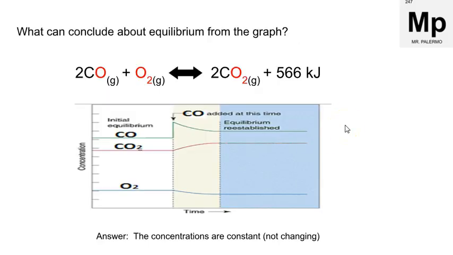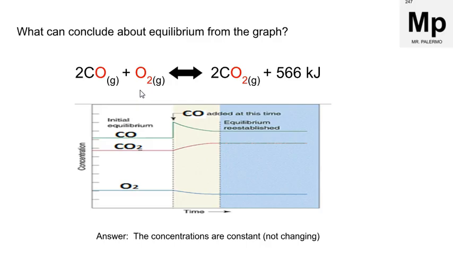So what can we conclude about equilibrium from our graph? So here's an example of an equilibrium reaction. Again, notice the double arrow representing equilibrium. And we can see here this graph represents this reaction. So initially we start out with CO and O2. Here's CO, here's O2, and we have CO2 here. Notice the lines are constant or flat. So concentration is constant. We've already established equilibrium, this reaction here. So this reaction, the forward, is equal to the reverse.